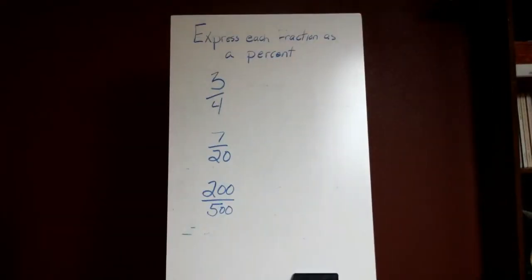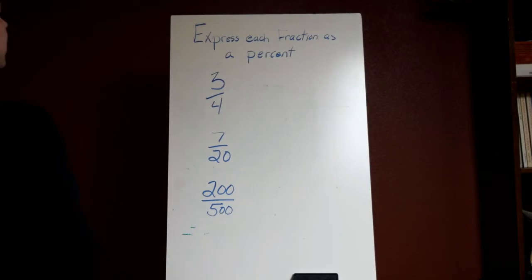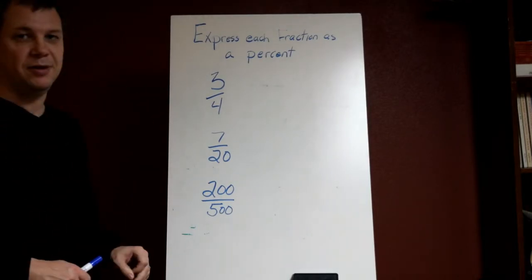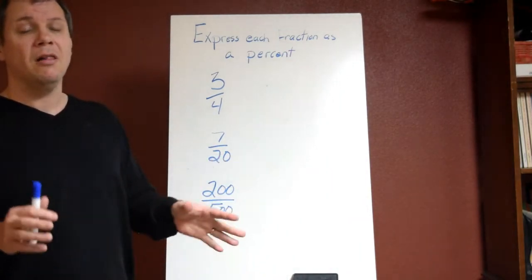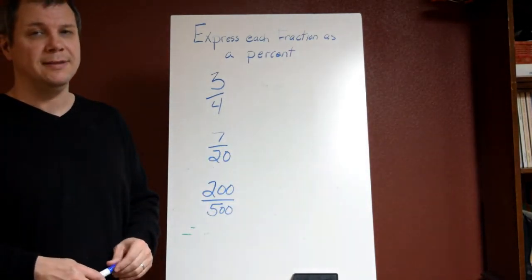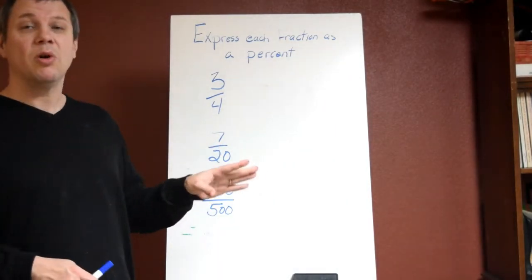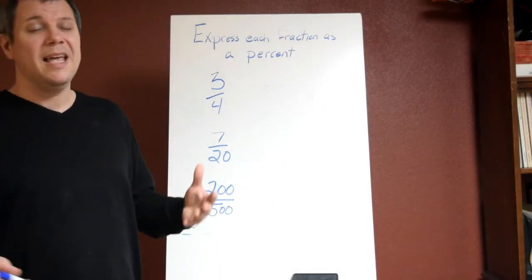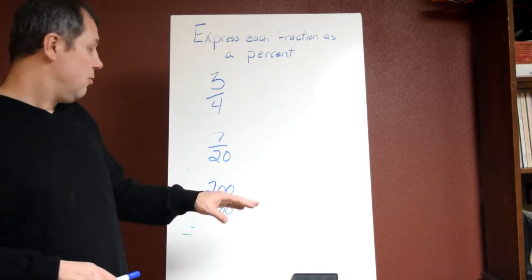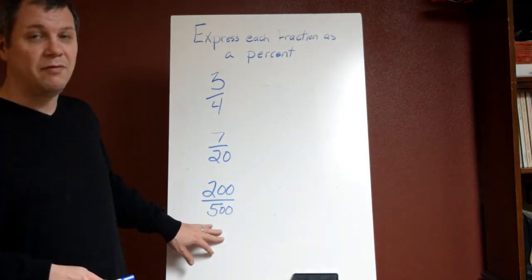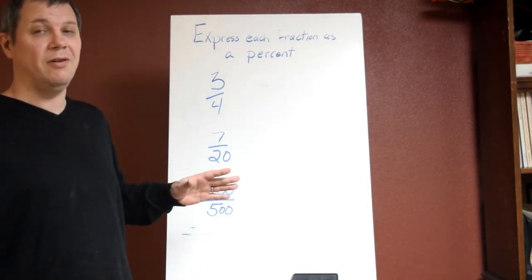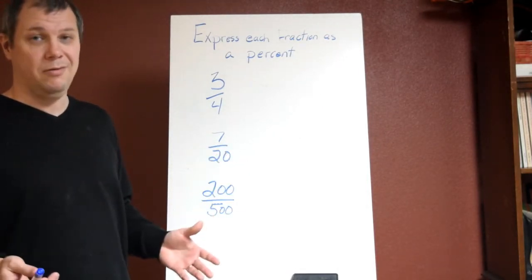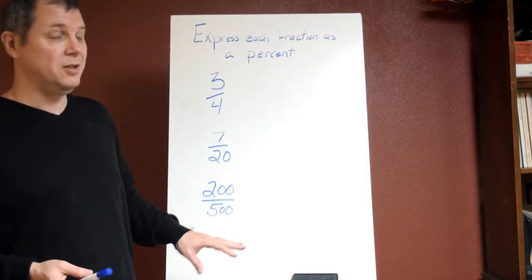All right, so here are our sample questions, in which we're going to express each of them as a percent. Now, for one of these, we're going to use the models, but for all of them, we're going to find the equivalent fractions. Now, 3/4 is the one we're going to use the model on because it's a small enough fraction. Whereas if we use the model on 200 500ths, we'd have to make a box with 500 sections, and I don't want to do that. So we'll just find the equivalent fractions for that.